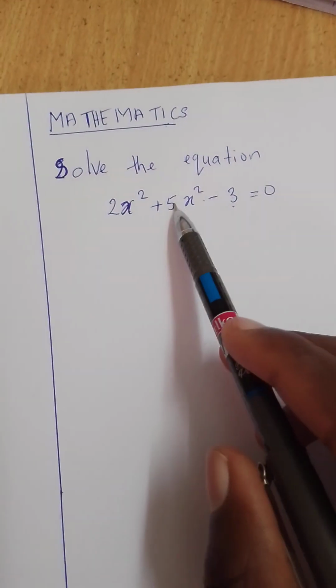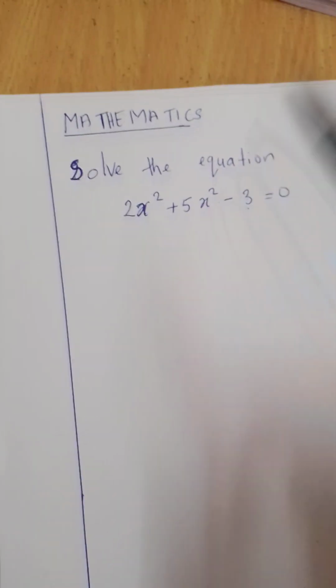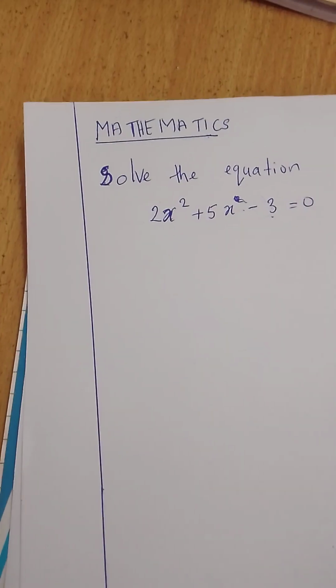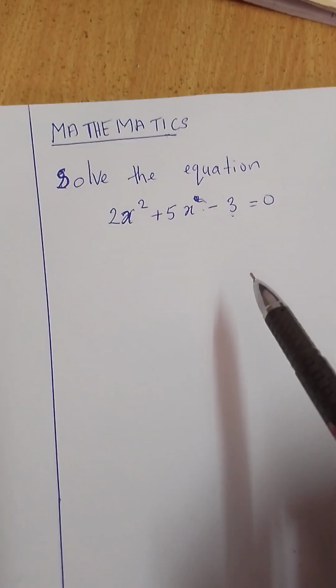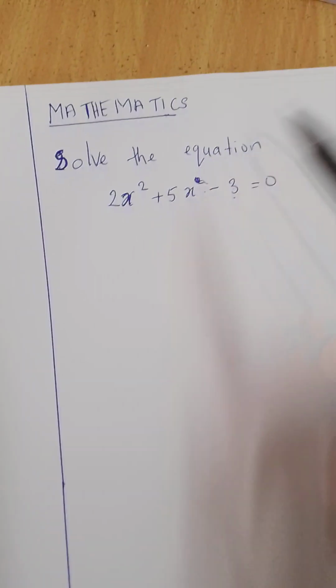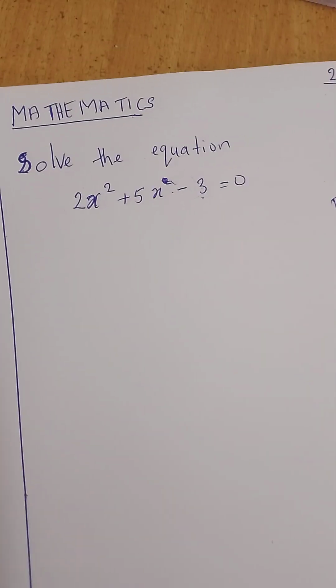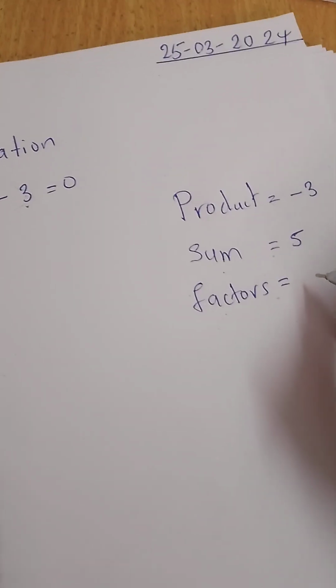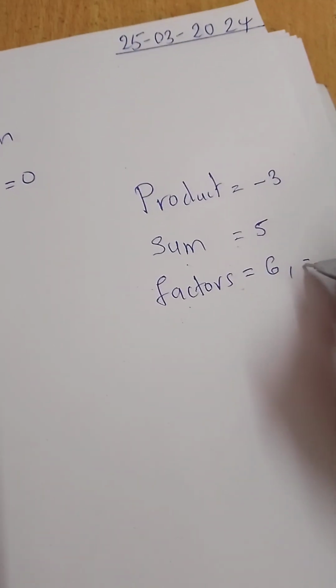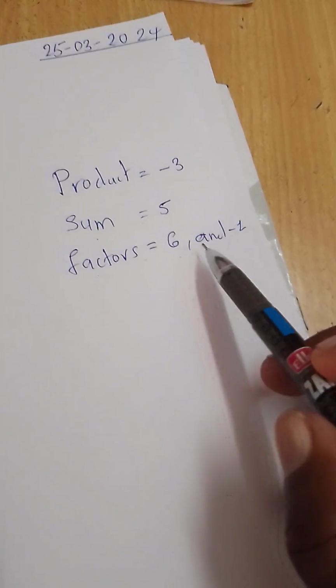And sum is this value in the middle, which is 5. And the factor is the values that when you add, give this number 5. Which of the values can you add and it gives you this number 5? It will be 6 and minus 1, because if you add 6 plus minus 1, it will give you 5.